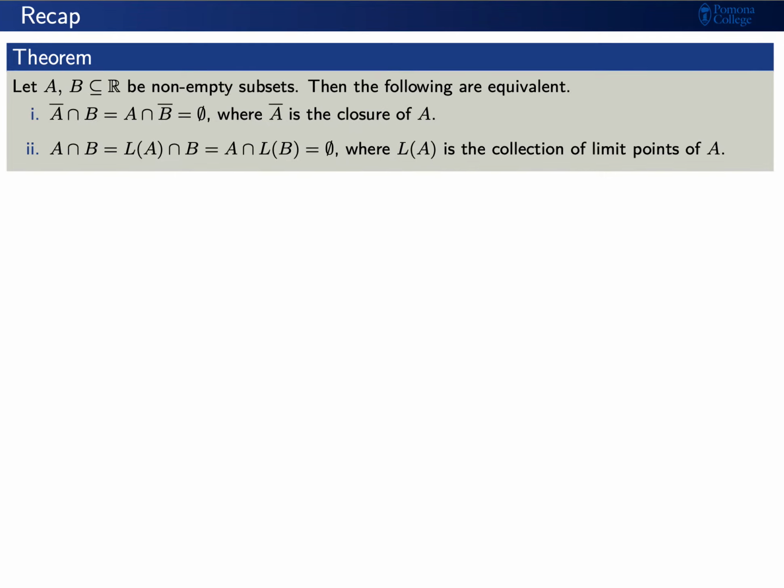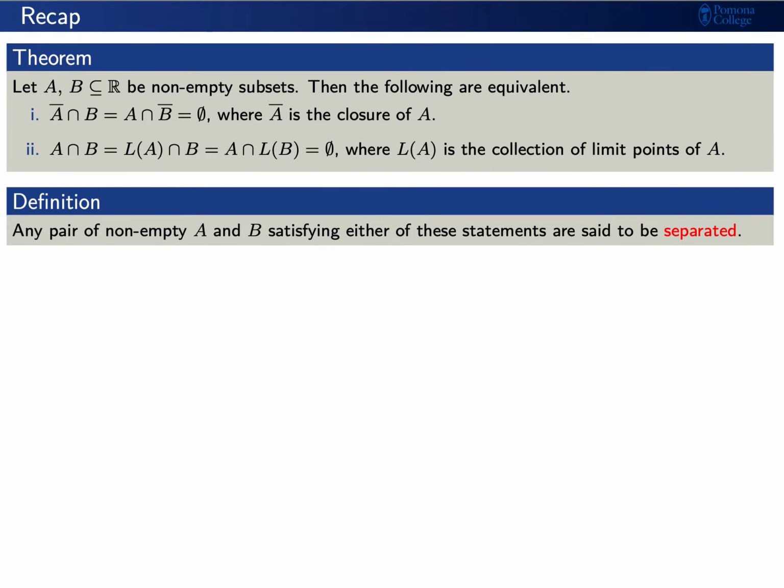Let's say that A and B are non-empty subsets. Then the following two statements are equivalent. A bar intersect B is the empty set, and A intersect B bar is the empty set. This is the same as A intersect B is the empty set, the limit points of A intersect B is the empty set, and A intersect the limit points of B is the empty set. Any pair of non-empty subsets A and B satisfying either of these is said to be a pair of separated sets.